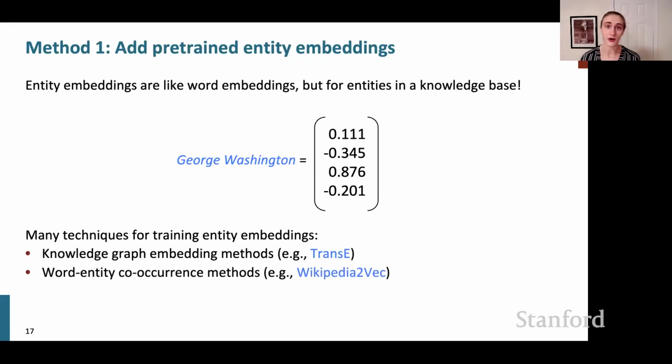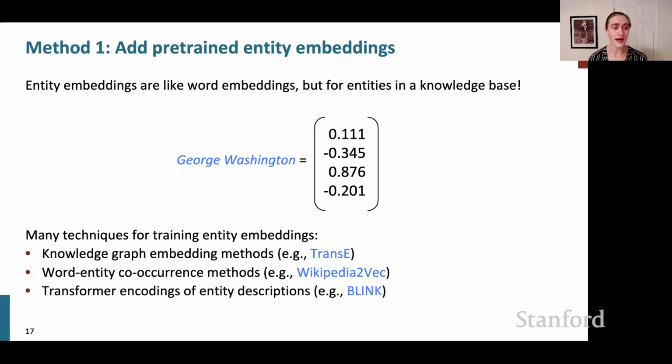There's also word-entity co-occurrence methods. These build off of word2vec. One of them is even called Wikipedia2Vec. And the idea is, given an entity, you want to figure out what words are most likely to co-occur around it. And then one of the other methods that is common now is actually just using the transformer to learn representations of an entity by encoding the entity description. And so BLINK from Facebook is an approach that does this.